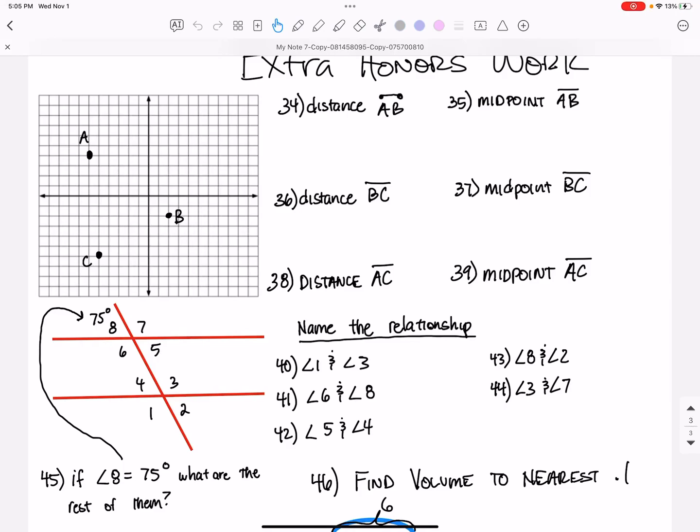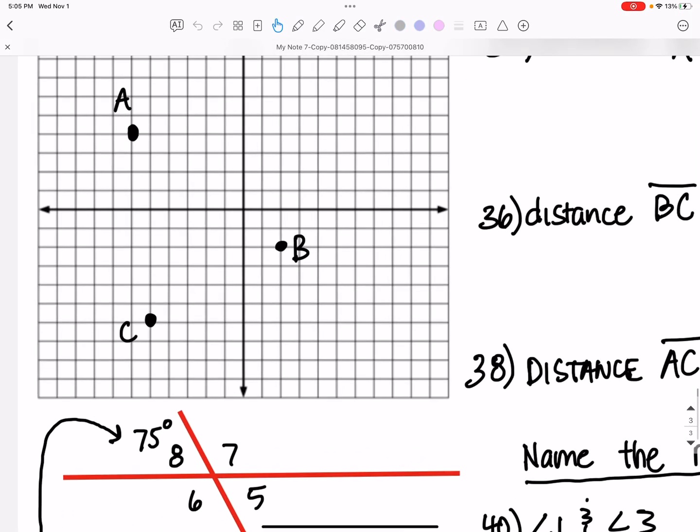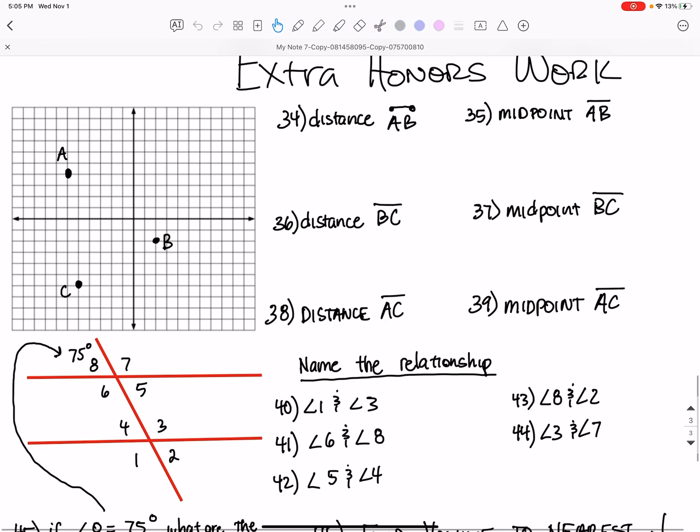Okay, honors. We talked about these guys. Let's see, the distance from A to B. Remember that A to B is a distance, a diagonal, but we can't count it. But what we can do is make a right triangle. Oops, went too far. This is 1, 2, 3, 4, 5, 6, 7, 8 boxes.